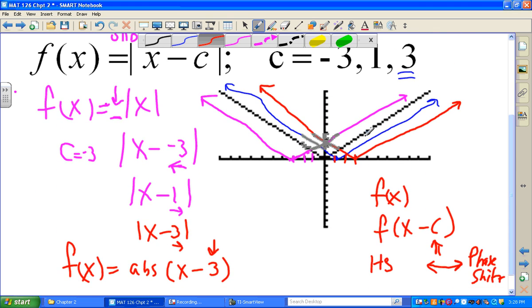So that's what I would do, and that's how I would sketch it out. Any questions on that? Okay? All right, moving on.